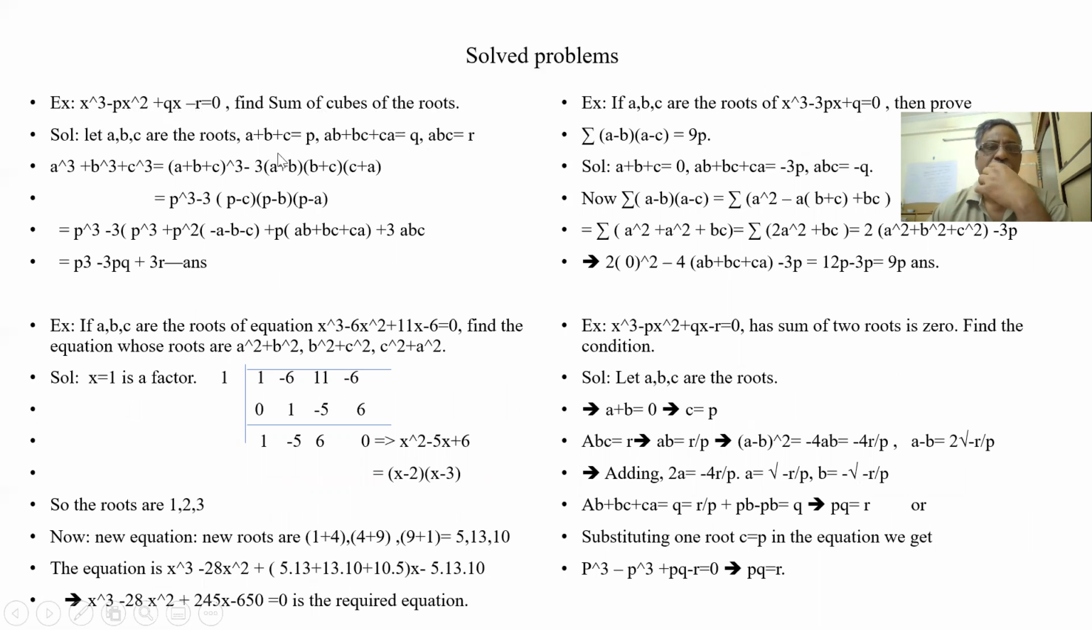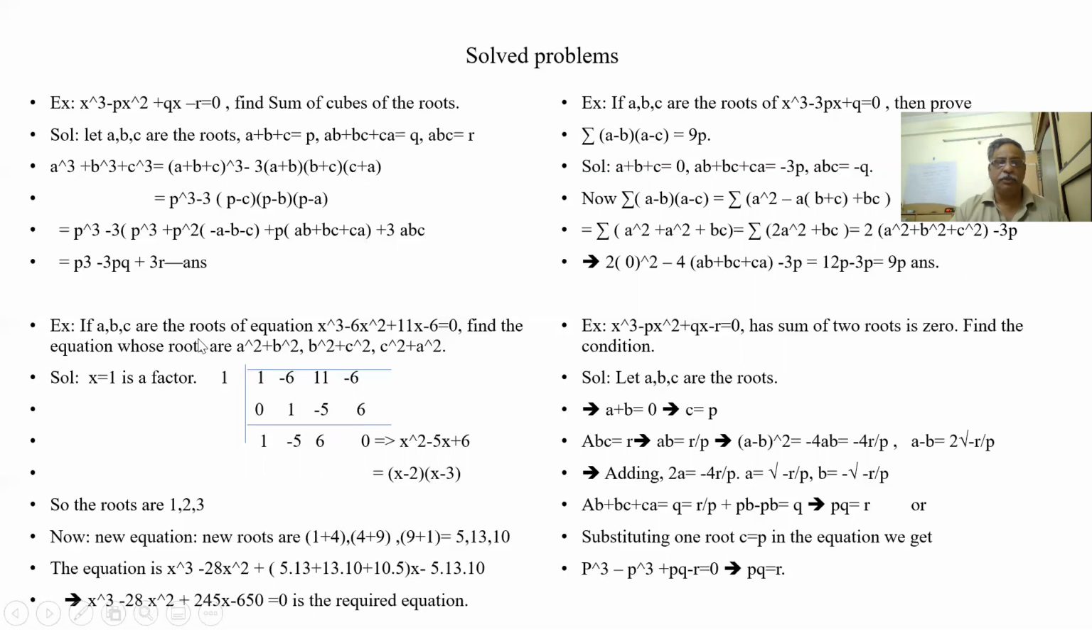Simple. What is he asking? He is asking a cube plus b cube plus c cube. We know the formula: a plus b plus c whole cube minus 3 into a plus b, b plus c, c plus a. This we know: a plus b is minus p minus c, b plus c is minus p minus a, c plus a is minus p minus b. So when I'm expanding it and converting into the required form, I'm getting minus p cube plus 3p cube plus 3r.